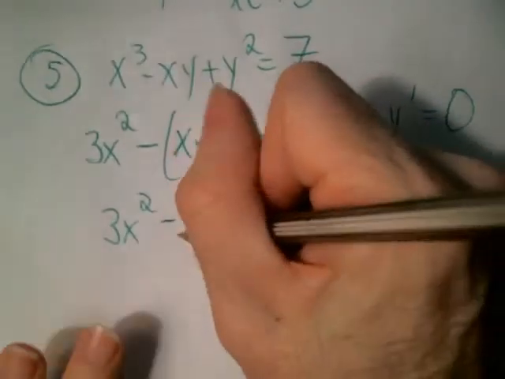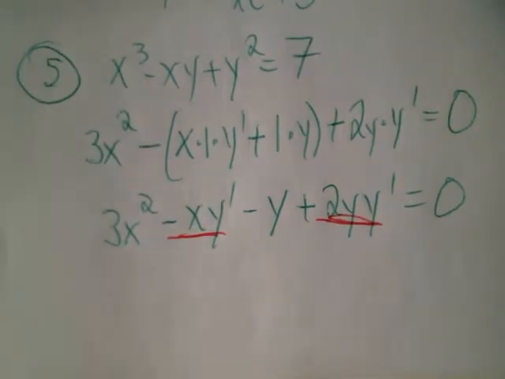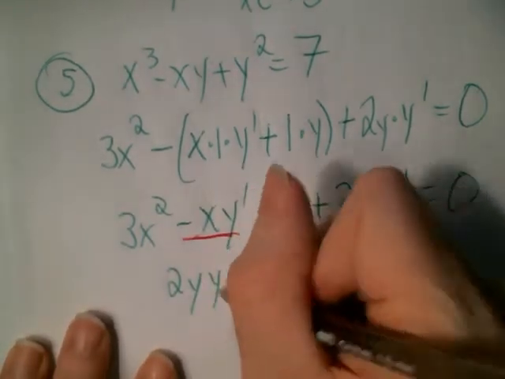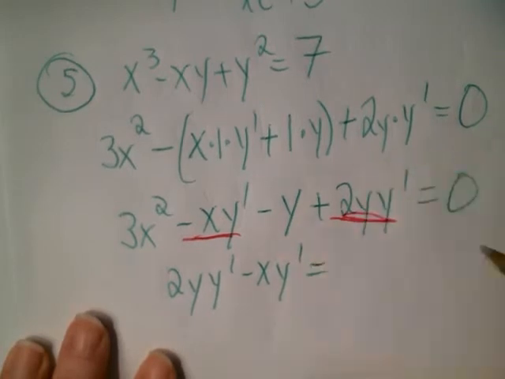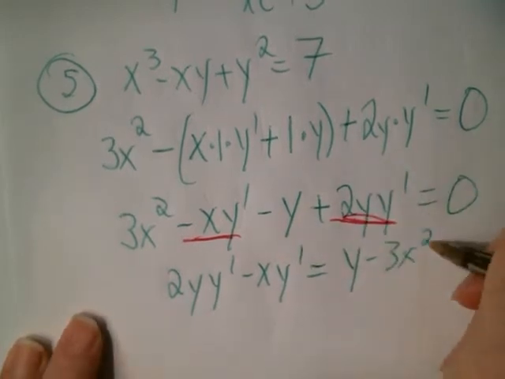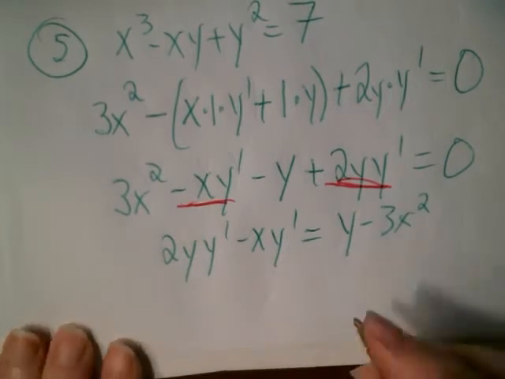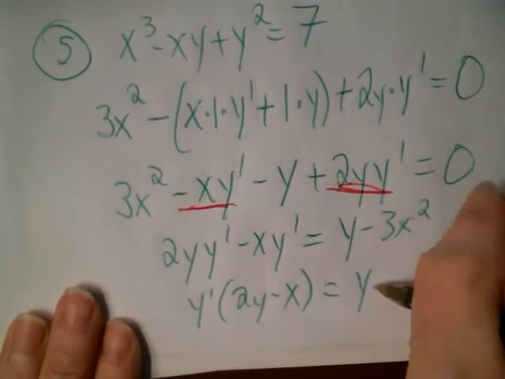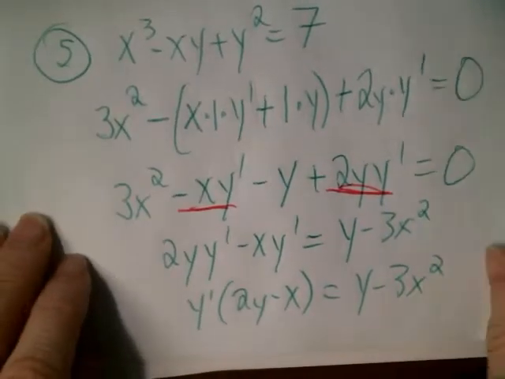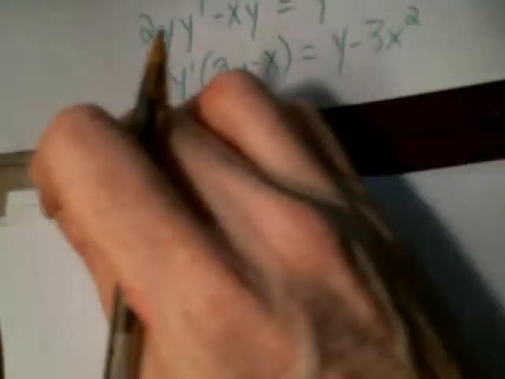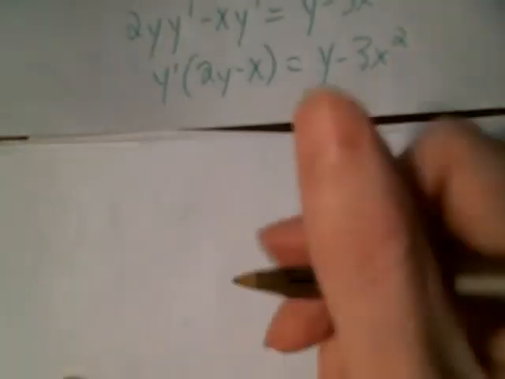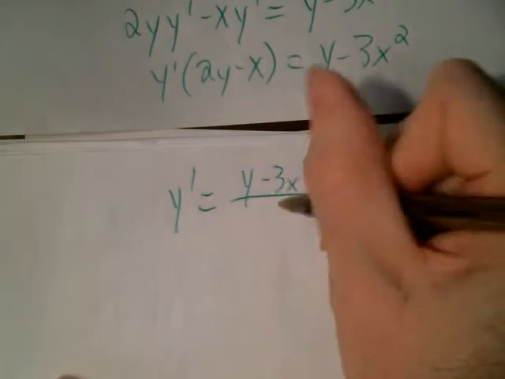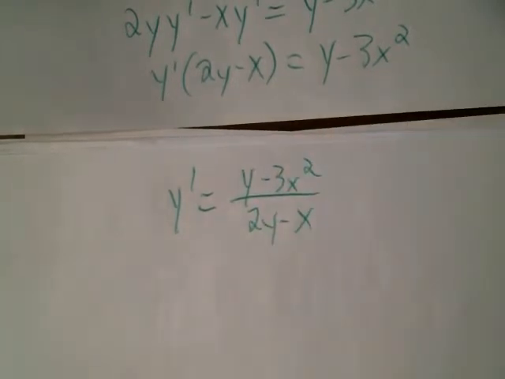Again, we need to collect all of our y primes on one side. Okay, so I'll rewrite it. 2y y prime minus xy prime equals y minus 3x squared. Factor out the y prime. So you get y prime times 2y minus x is y minus 3x squared. And then divide by the 2y minus x. So y prime, in this case, is y minus 3x squared all over 2y minus x. Good stuff.